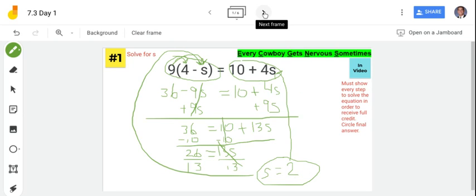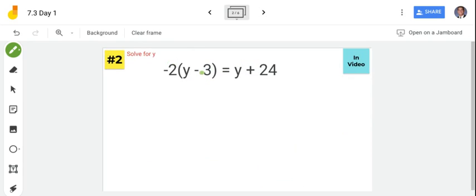S equals 2. Last one for this video, number 2, I have negative 2 times y minus 3 equals y plus 24. Notice when I read this equation, I said negative 2 times y minus 3.